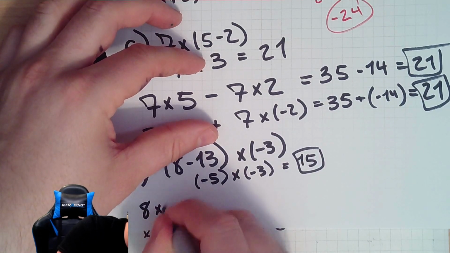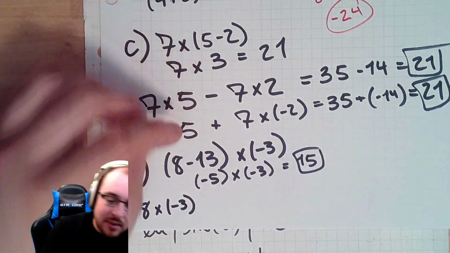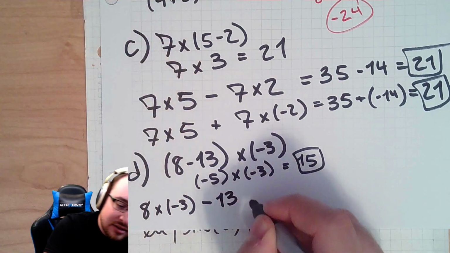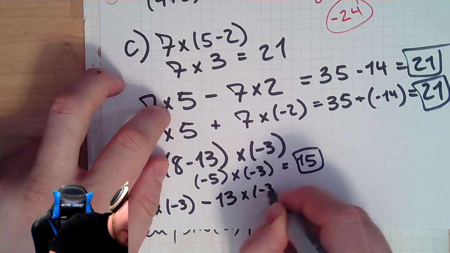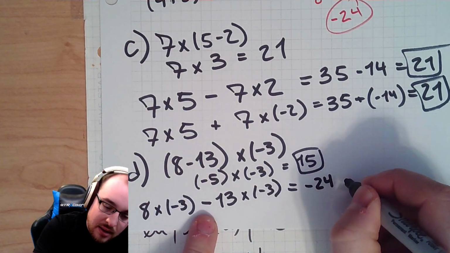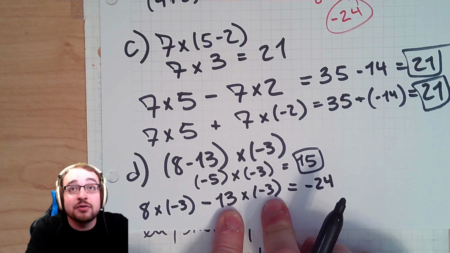8 negative 3's, and then I'm going to put a minus sign down, minus 13 negative 3's. And that's going to be negative 24 minus negative 39.